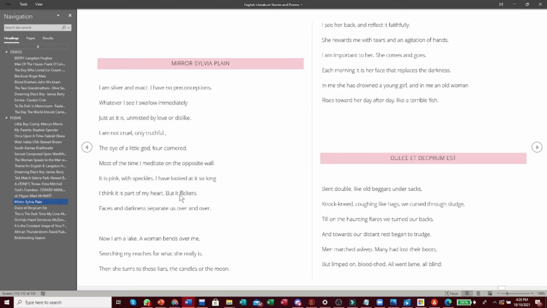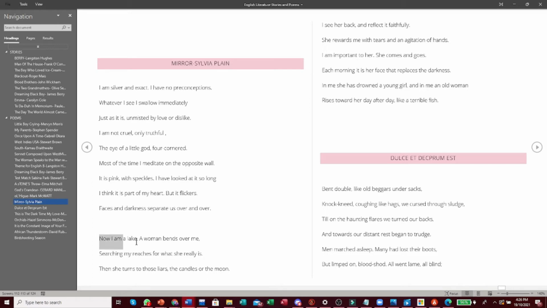I am silver and exact, the mirror describing itself. I have no preconceptions, I have no bias. Whatever I see I swallow immediately. There's no time for me to change what you look like to please you. I have no time. I just, boom. You look in the mirror and that's it. Nothing. So that is the impact of that. For this poem in particular, it's almost like Sylvia Plath is really trying to give the perspective of a mirror, and almost making the mirror defend itself against this misconception, right?